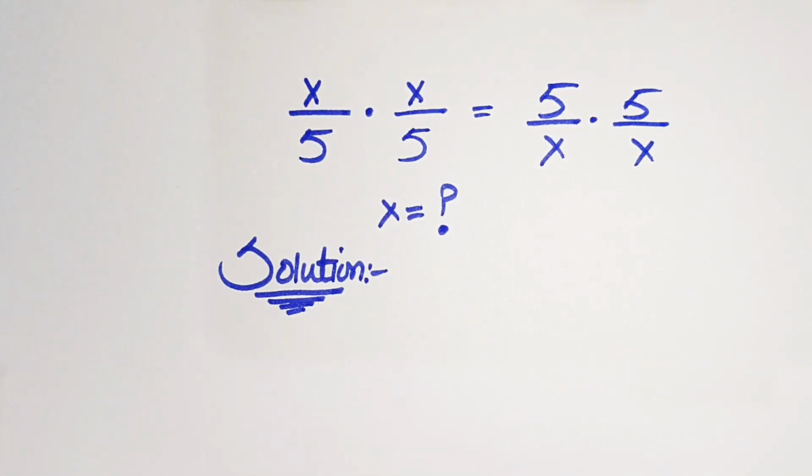Today our question is x over 5 times x over 5 is equal to 5 over x times 5 over x. So here we need to find the value of x.